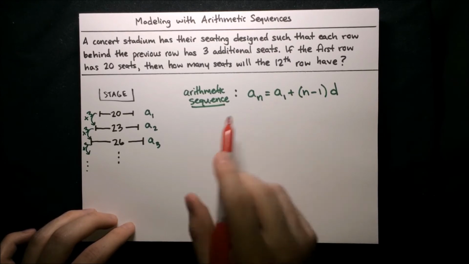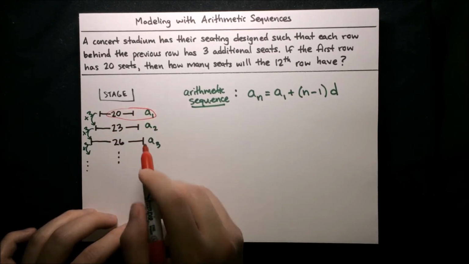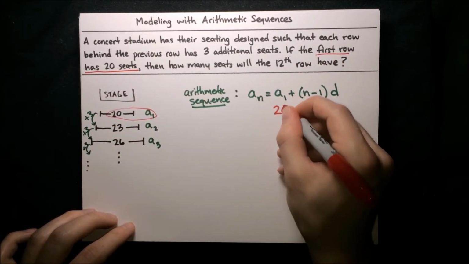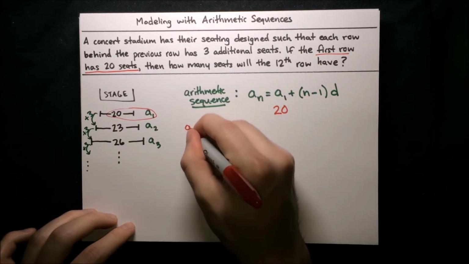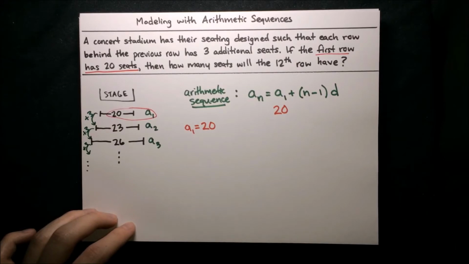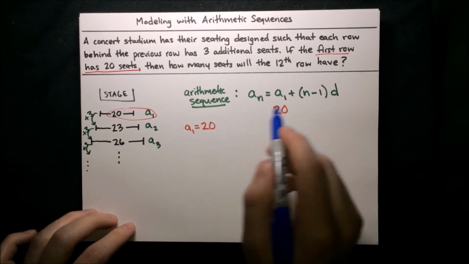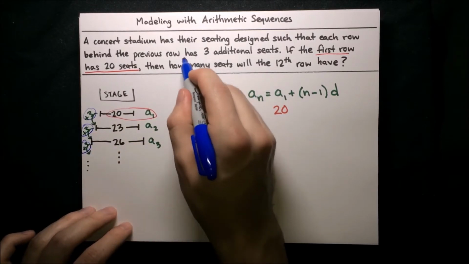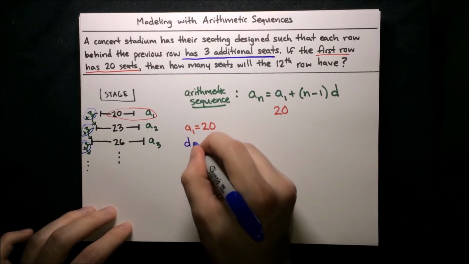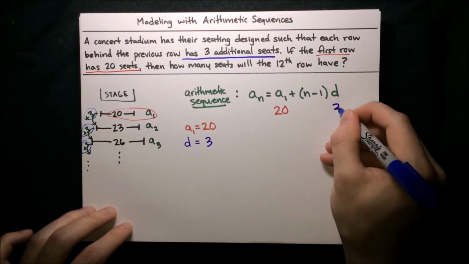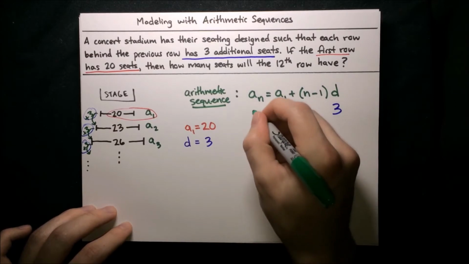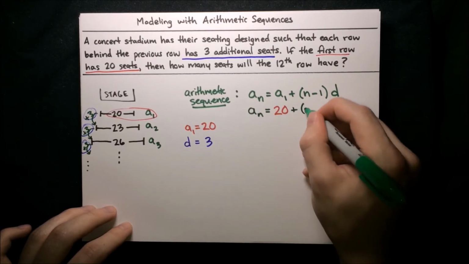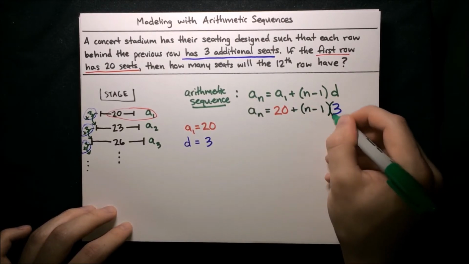Now there's some things that we already know about this sequence. First of all, A1 is just 20 because the first row has 20 seats. So we can go ahead and just stick in 20 for A1. Just to be explicit, why don't we write it over here? A1 equals 20. And we also know that the common difference here is 3. That's what we're adding every single time. Plus 3 plus 3 plus 3. Each row has 3 additional seats. So D equals 3. Common difference is 3. So let's go ahead and fill in the rest of our rule again, but with these new values plugged in. So an equals 20 plus n minus 1 times 3.